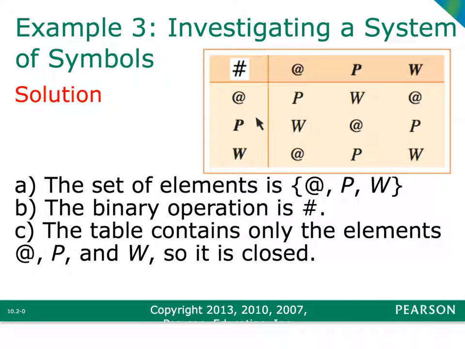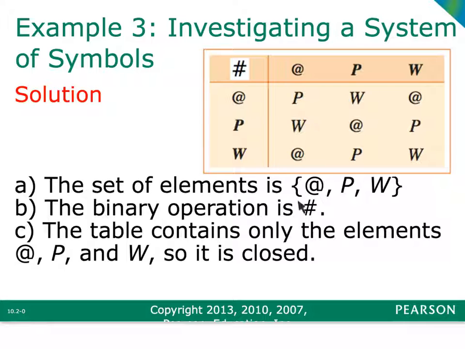So @ number P gives us W, @ number W gives us @, P number @ gives us W, P number P gives us @, P number W gives us P, W number @ gives us @, W number P gives us P, and W number W gives us W. So what you can do is go across this row and across this column, and you'll see the results.